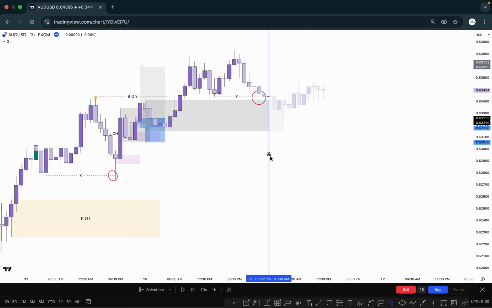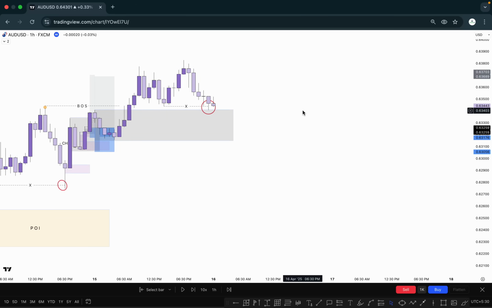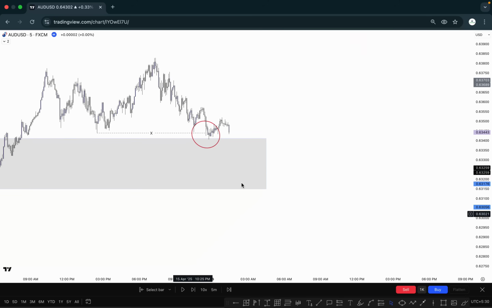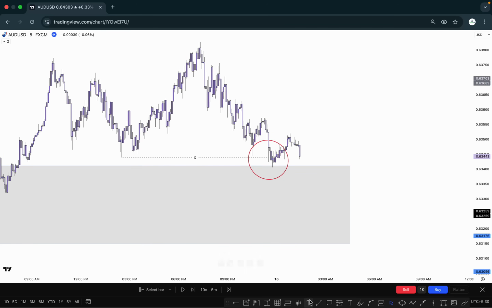We need to switch here to the 5-minute time frame to see exactly what is happening at this point while market takes out this inducement here. Look at this point right here. Price taps on it, and we need to wait for it to break the previous recent swing high. Then we can anticipate what price is going to do here. Look at this one.